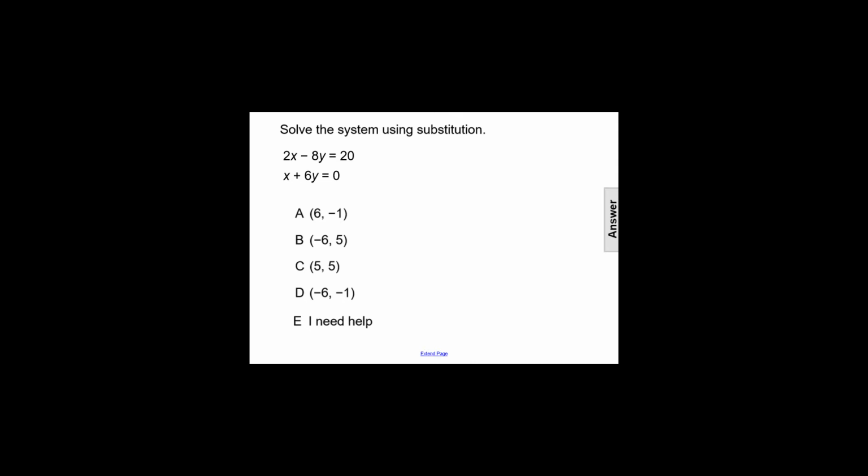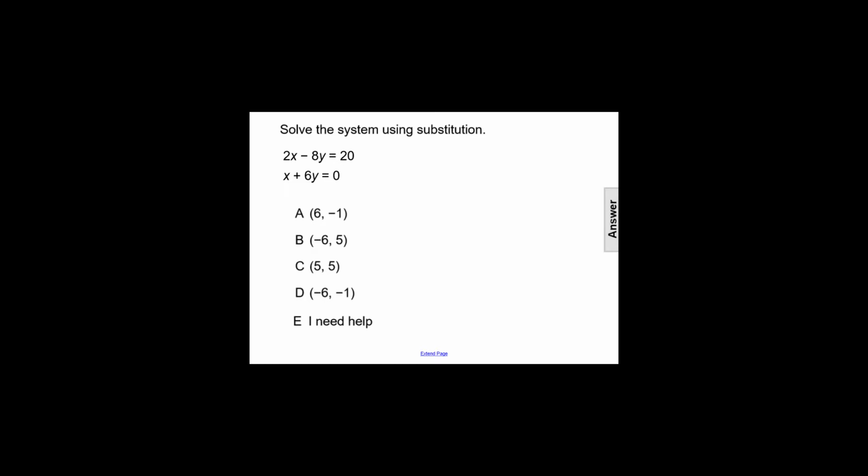Solve the system using substitution. The system is 2x minus 8y equals 20 and x plus 6y equals 0. The first thing we need to do is take one of these equations and solve for a variable to get the variable isolated by itself.